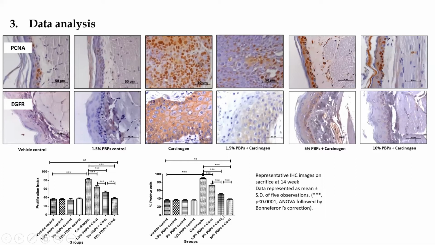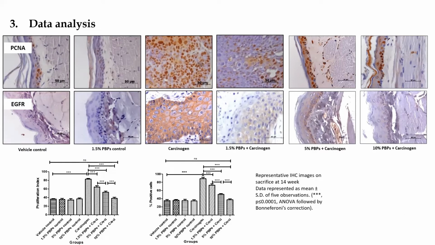There is one more data of intensity, where you have similar images. As I told you, for counting the number of cells, we have captured 10 images from one slide. So these same images you have to expose to the software. The software automatically detects the intensity and gives it to you in the form of an Excel sheet: how much is the intensity in each and every image.